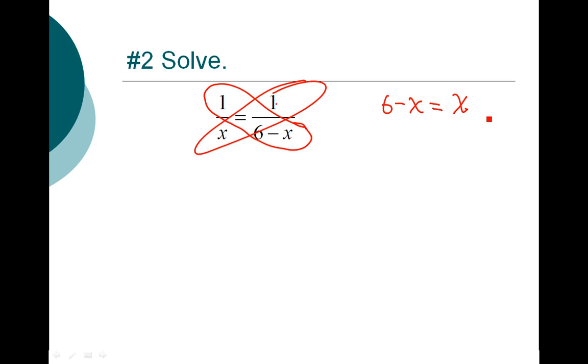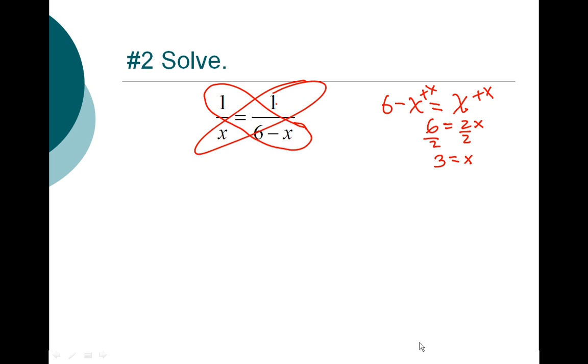And then you can solve like so. You can add x to both sides and get 6 equals 2x, so divide by 2. And what do you get? x equals 3. That's perfectly fine to do.